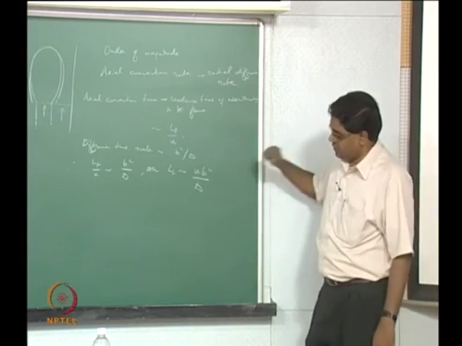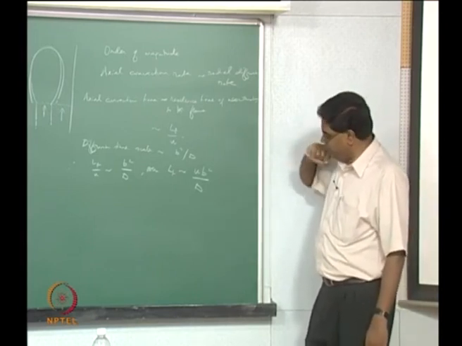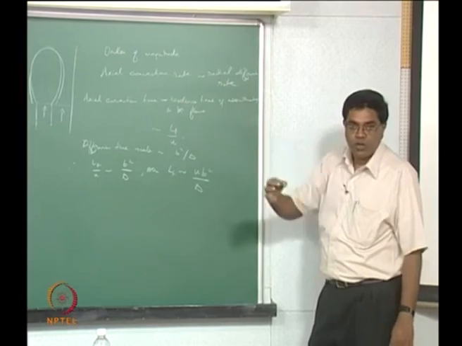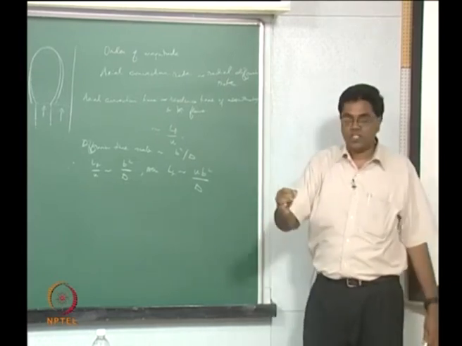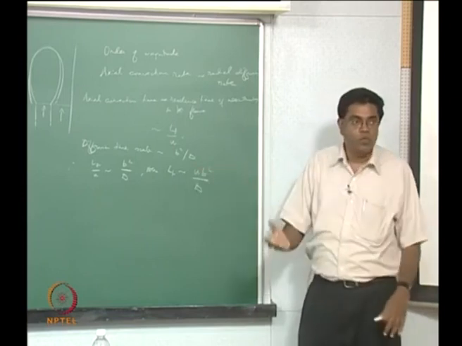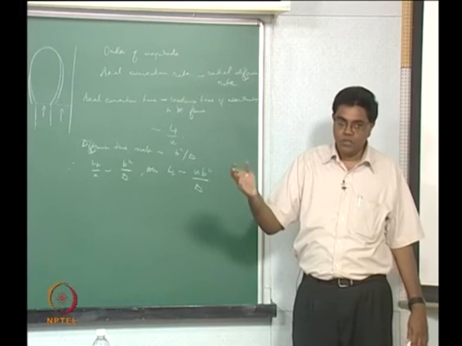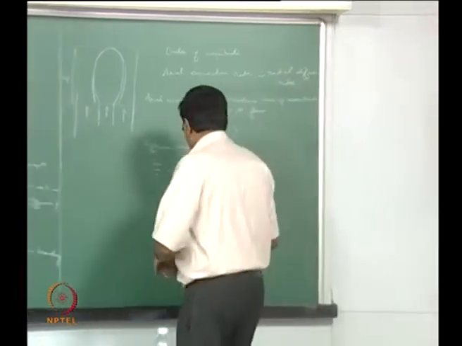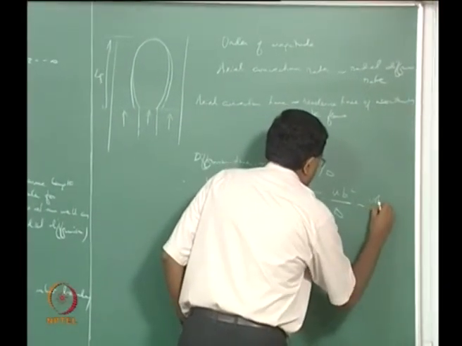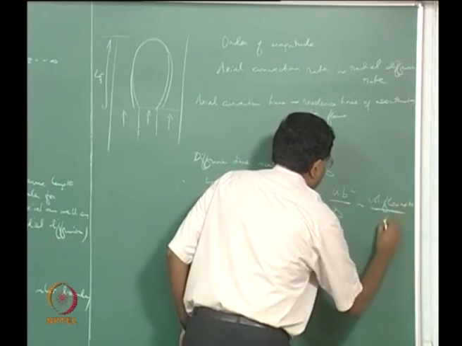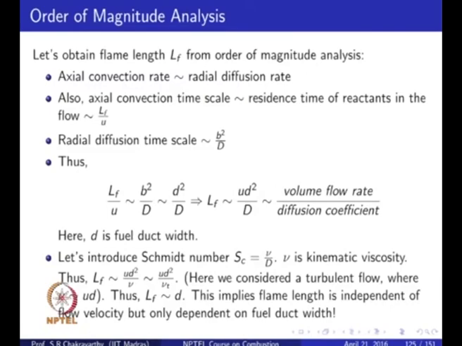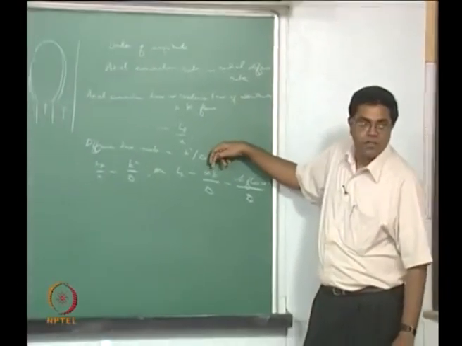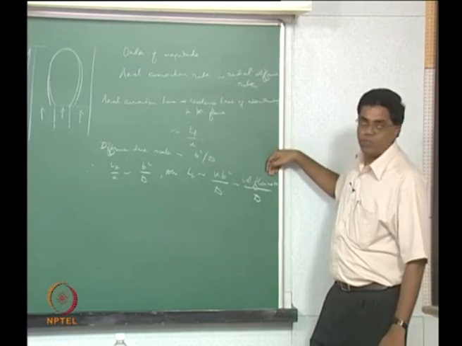Now what that means is two things you can look at. One, the diameter squared is proportional to the cross sectional area, and the cross sectional area times velocity is essentially the volume flow rate, like what you would measure with a flow meter, let's say in liters per minute or meter cubed per minute. So this is basically volume flow rate divided by the diffusion coefficient. So you can look at it in two ways: either as velocity and burner diameter, or as volume flow rate.